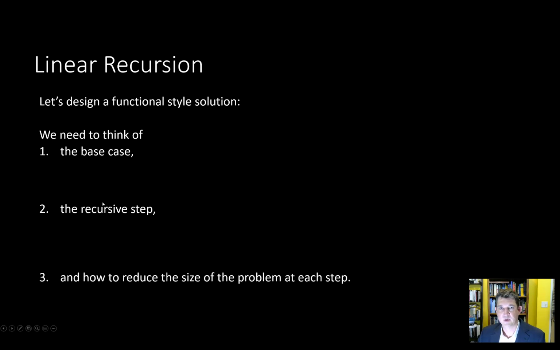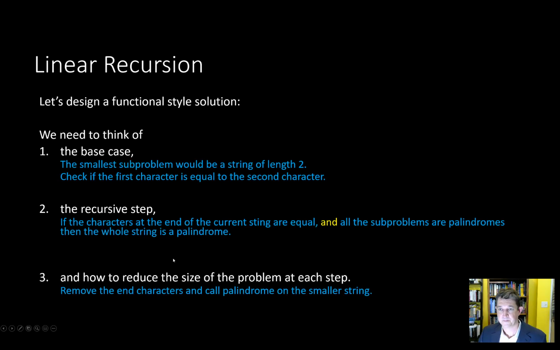All right, so it's the same procedure. We're going to think of a base case, that is the simplest possible version of this problem. Then apply the recursive step to solve a slightly larger problem. And we're going to think about how we reduce the size of the problem at each step. So the smallest subproblem would be a string of length 2. We can check to see if the first character in our string is equal to the second character. That's the easiest palindrome to check, right? If we have the characters A, B, it's simple to check whether A is equal to B.